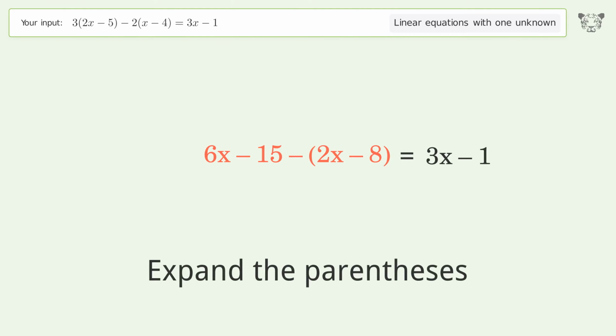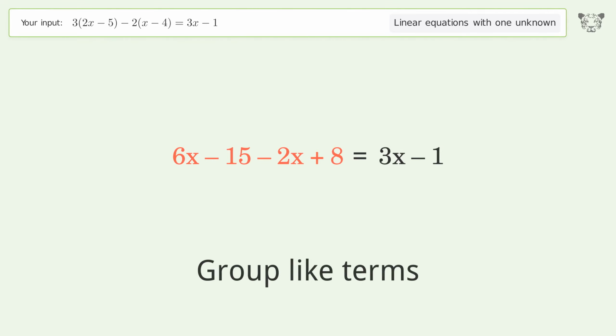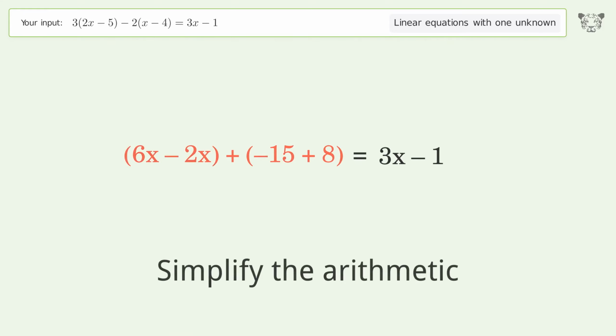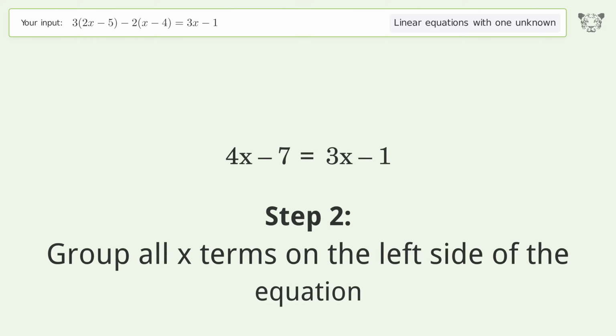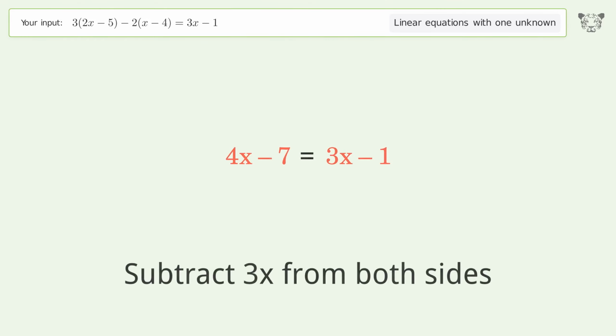Expand the parentheses. Group like terms. Simplify the arithmetic. Group all x terms on the left side of the equation. Subtract 3x from both sides.